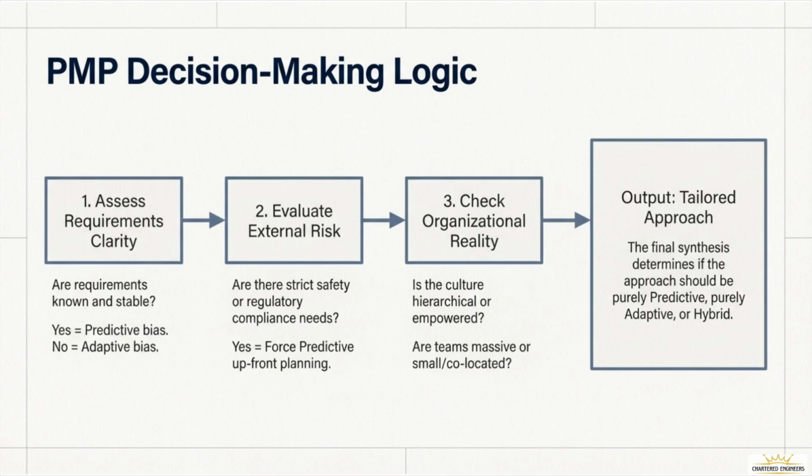Step 3 is to check organizational reality. Look at the culture. Is it hierarchical or empowered? Look at the teams. Are they massive distributed networks or small, co-located groups? This determines if the chosen approach can actually be executed. The final synthesis of these 3 steps gives you your output, a tailored approach. This might be purely predictive, purely adaptive, or, most commonly in the real world, a hybrid of the two. This systematic diagnosis is the core of the PMP mindset. But be careful, there are several traps designed to lead you astray.